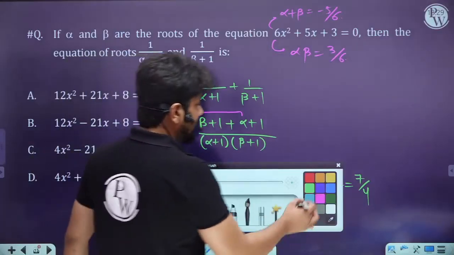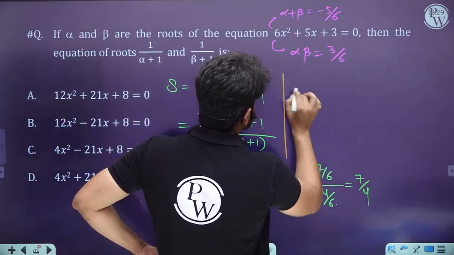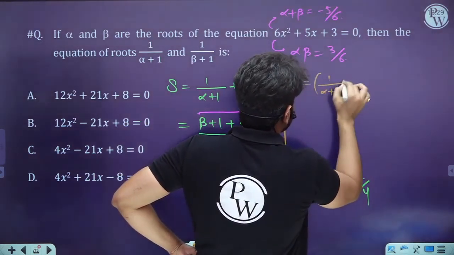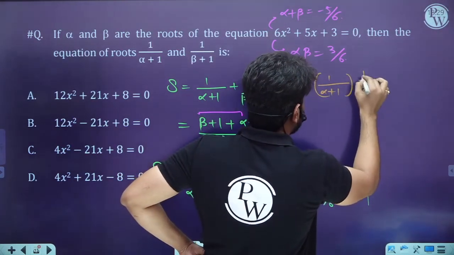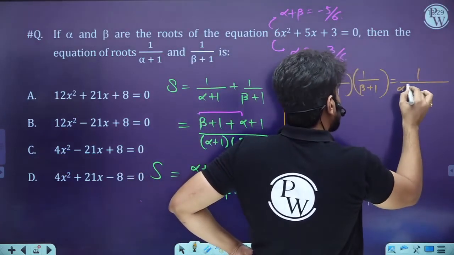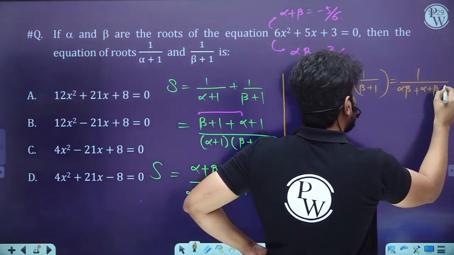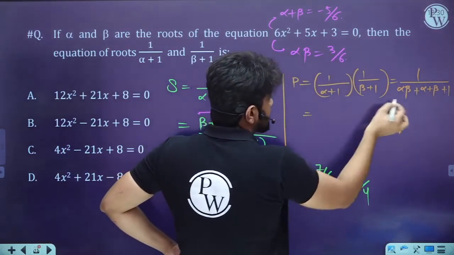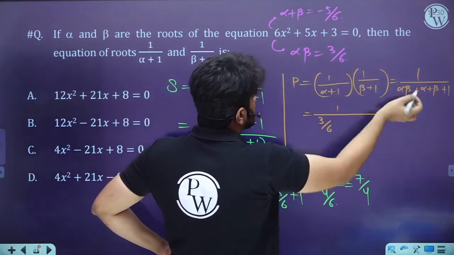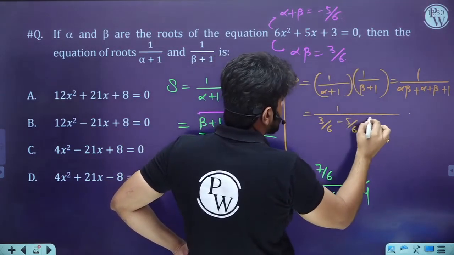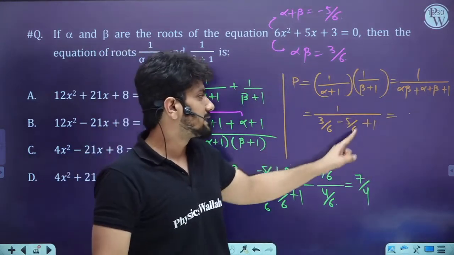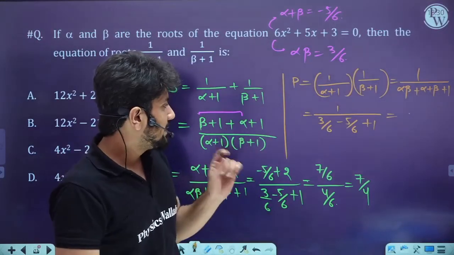Now let's calculate the product of the roots. So the product of the roots, which is 1 upon alpha plus 1 multiplied by 1 upon beta plus 1, is going to give us 1 upon alpha beta plus alpha plus beta plus 1. Okay. Now what's the value for alpha beta? The value for alpha beta is 3 by 6. Alpha plus beta is minus 5 by 6, plus 1, which is going to give you what? Minus 2 by 6 plus 1.